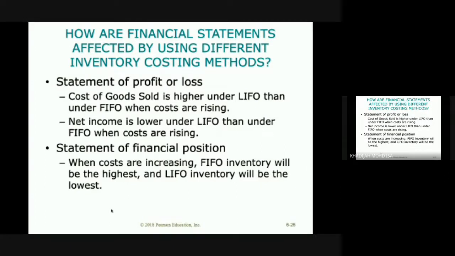Remember that it's your sales minus COGS. So if your COGS is high, then profit is smaller.